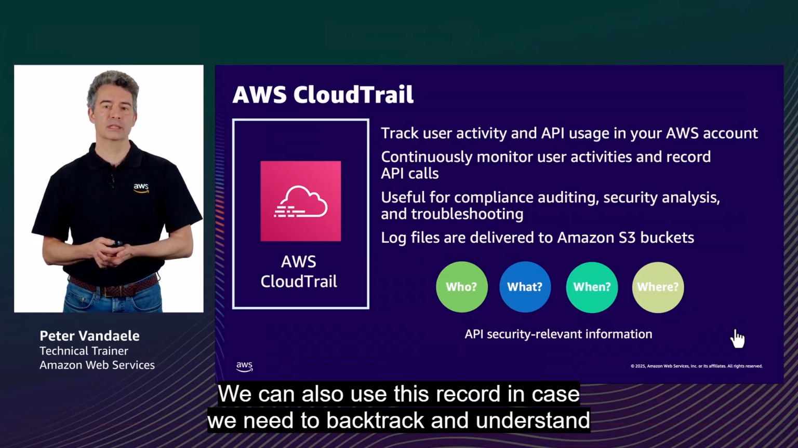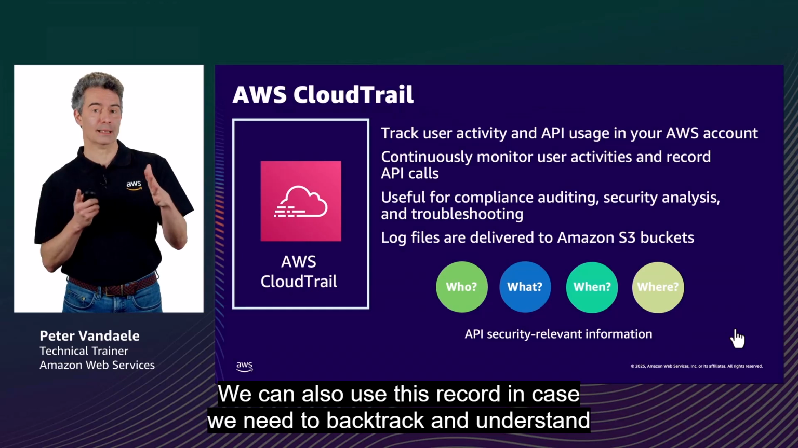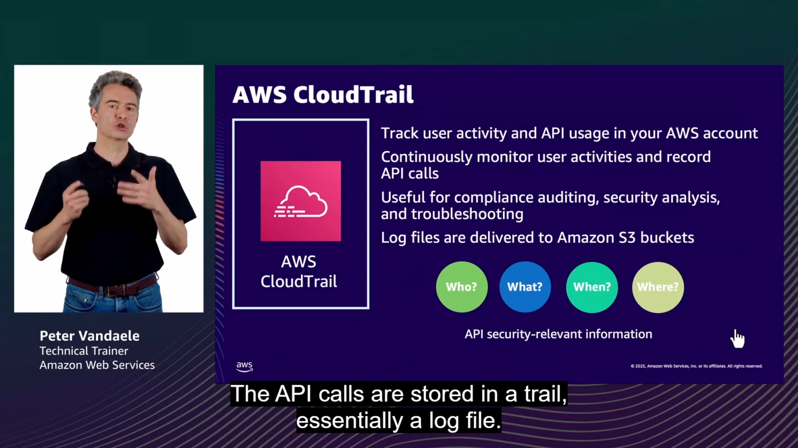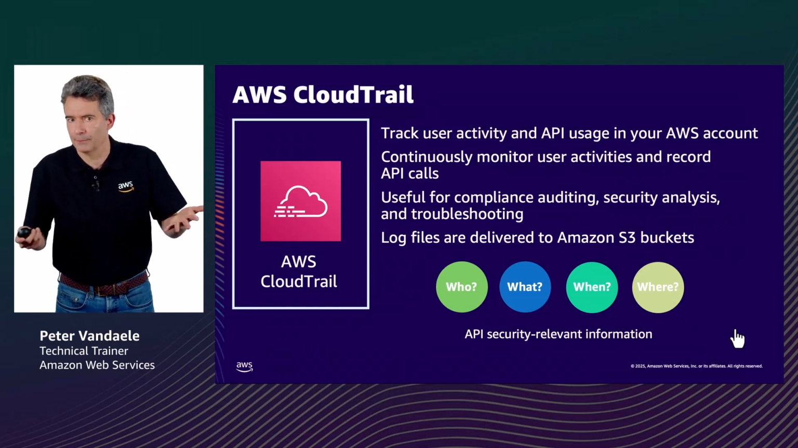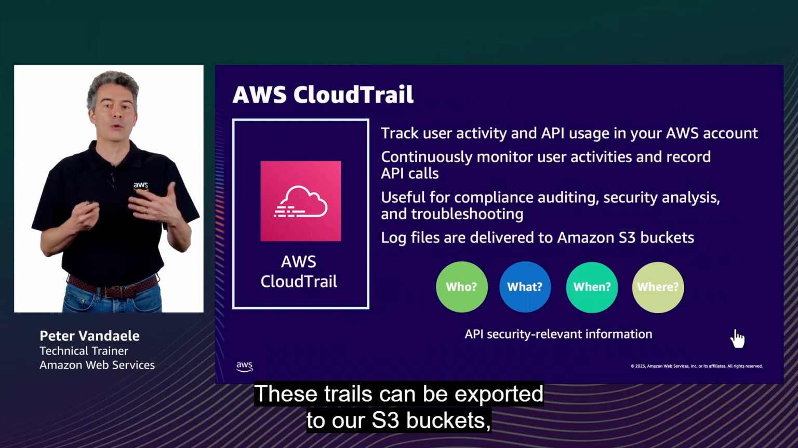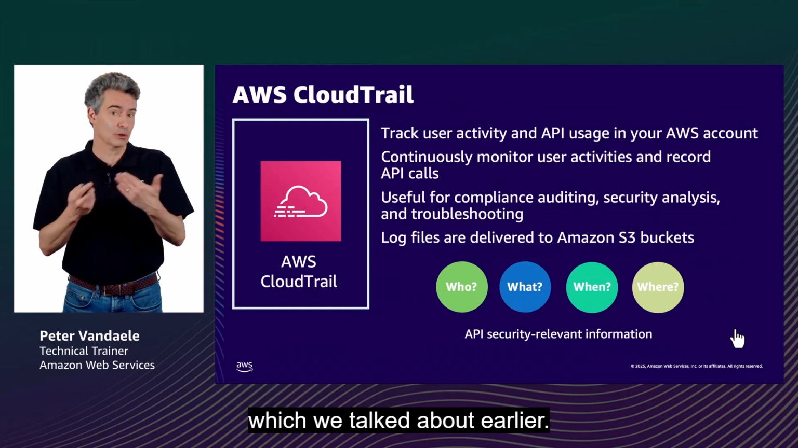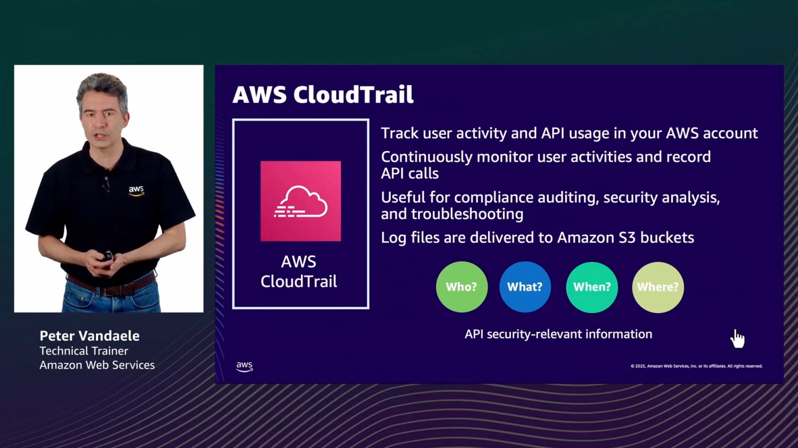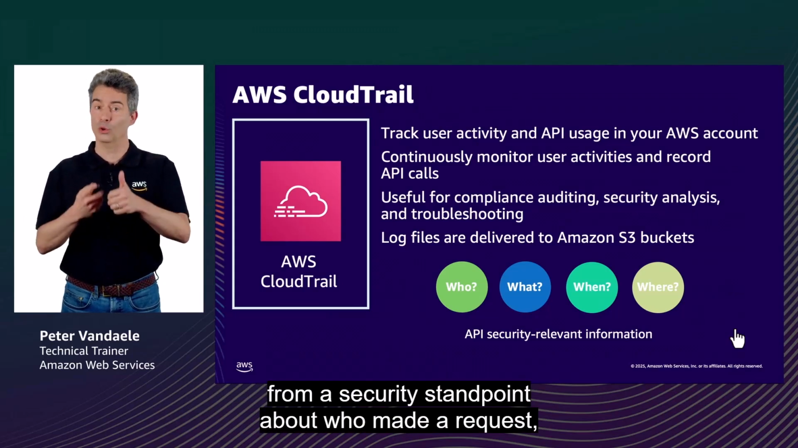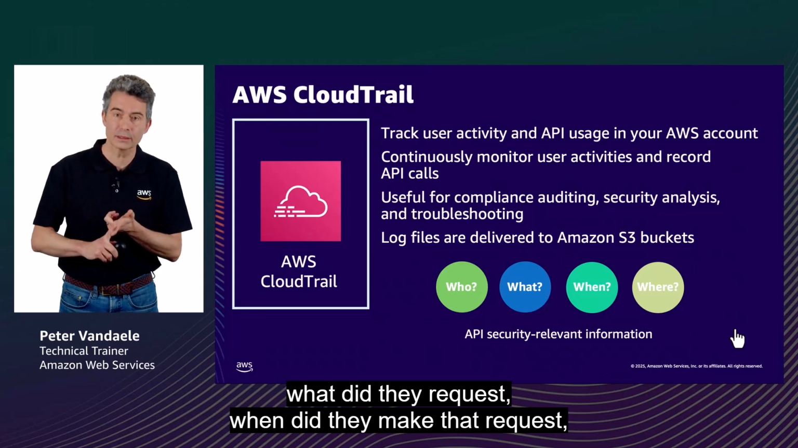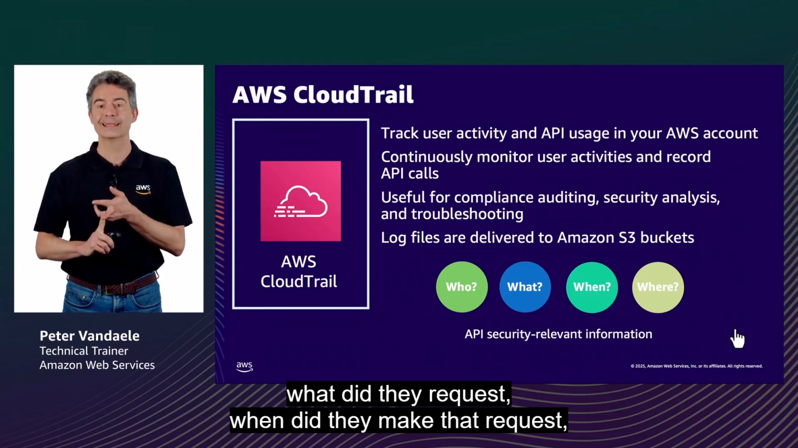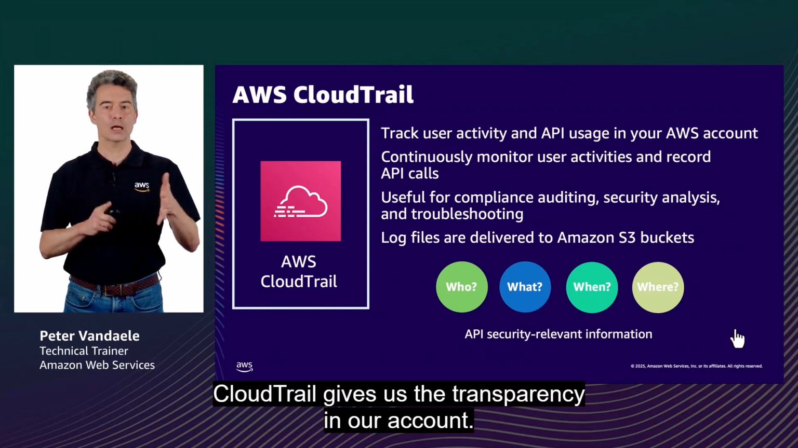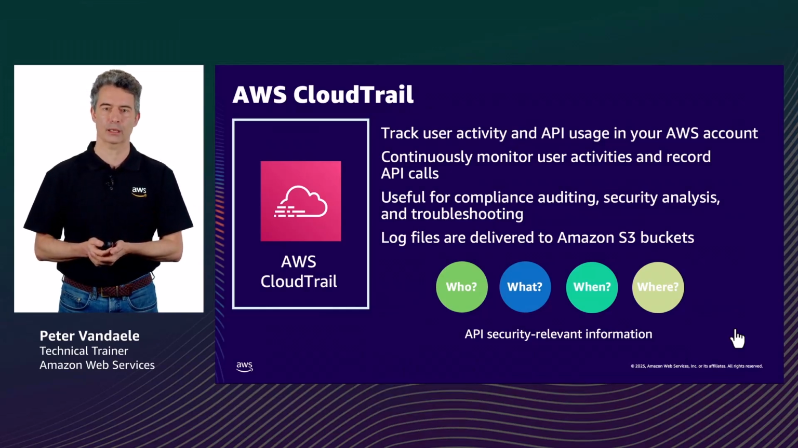We can also use this record in case we need to backtrack and understand how access was granted in the first place. The API calls are stored in a trail, essentially a log file. These trails can be exported to our S3 buckets, which we talked about earlier. By keeping all that information, we have the ability to answer common questions from a security standpoint about who made a request, what did they request, when did they make that request, and from where were they requesting. CloudTrail gives us the transparency in our account.